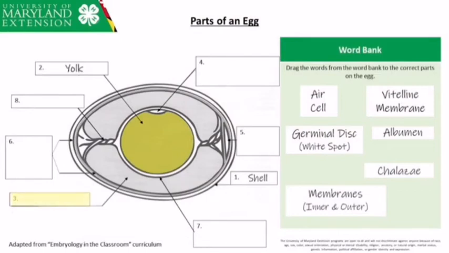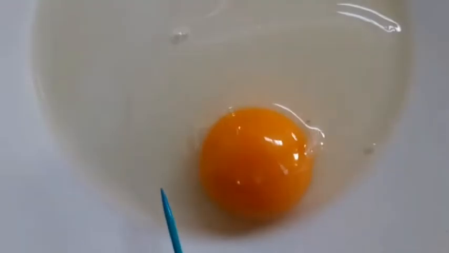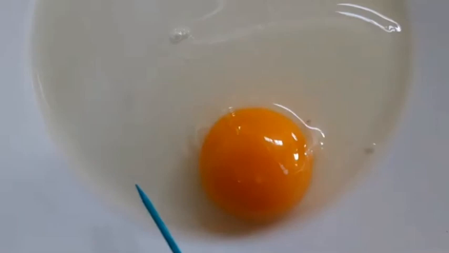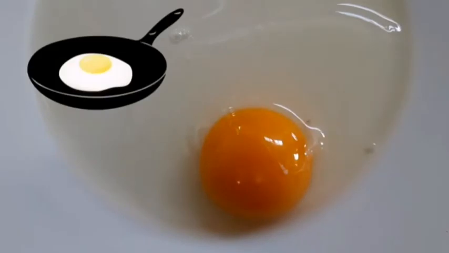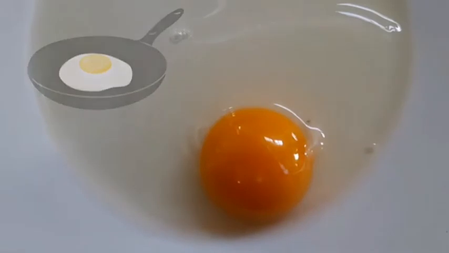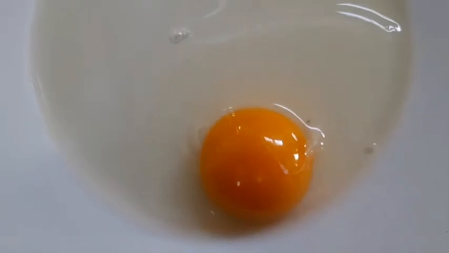Number 3. What part of the egg is this clear, gel-like area? This is the albumin. You may hear people call it the egg white. If you fry an egg in a pan, this part of the egg will turn white. If a chick is growing inside of an egg, this provides a cushion for the chick so it does not get bumped around inside of the shell.